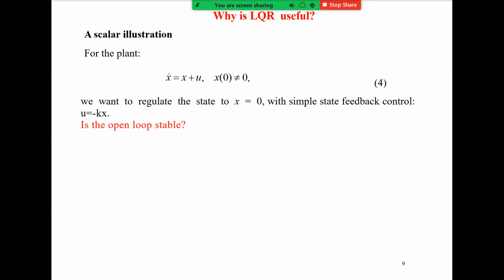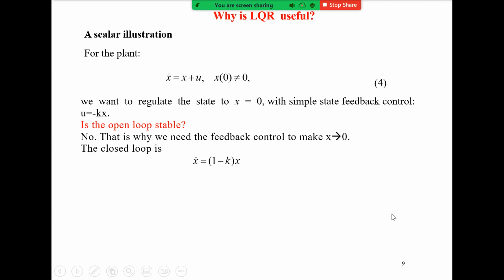But first, looking at this system, is the open loop stable? Clearly, the eigenvalue is 1, positive. So it is not stable. If we don't use feedback, the state will blow up. That's why we need a feedback control. Then let's plug this feedback into the system, and we get a closed loop described by this equation.